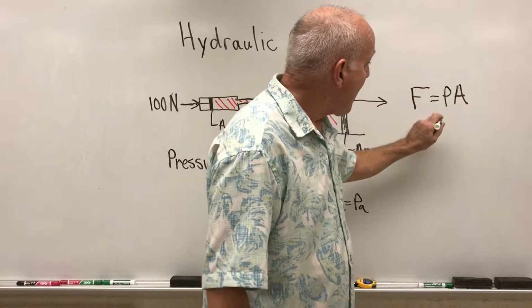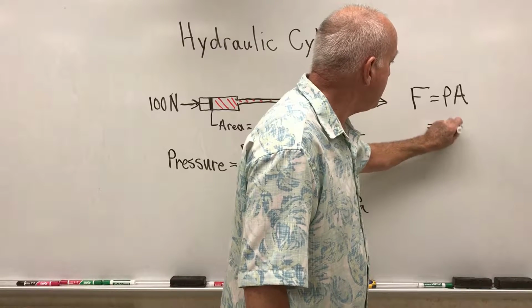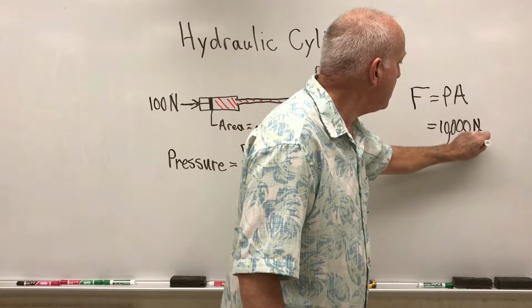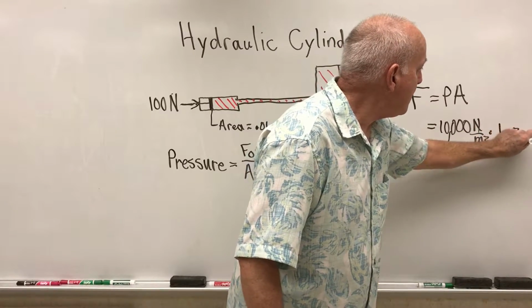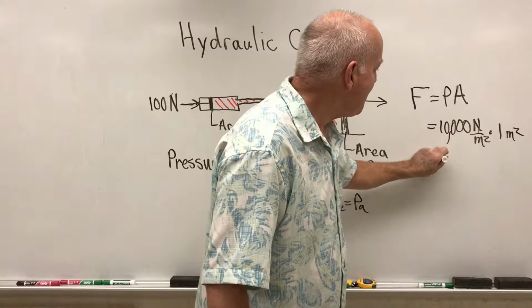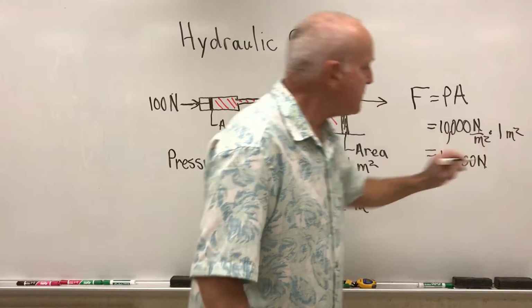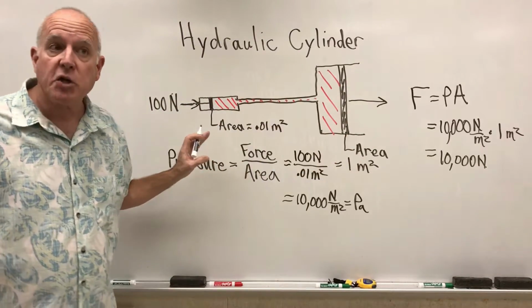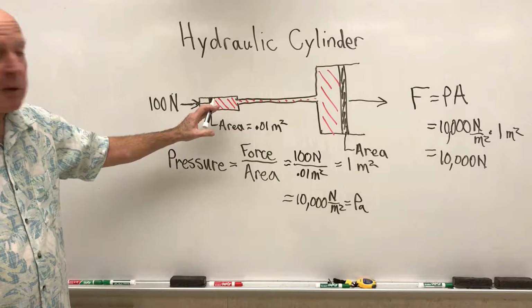In this case, I have 10,000 newtons per meter squared times 1 meter squared, which leads to a force of 10,000 newtons. This is the power of hydraulic pressure and hydraulic mechanisms, that we can get a force multiplier.